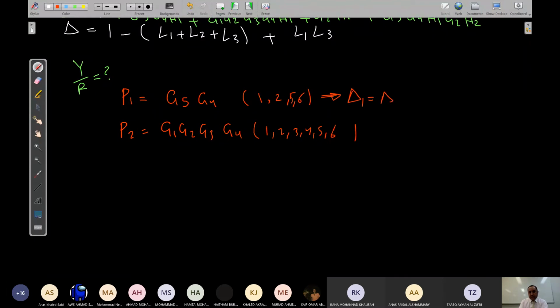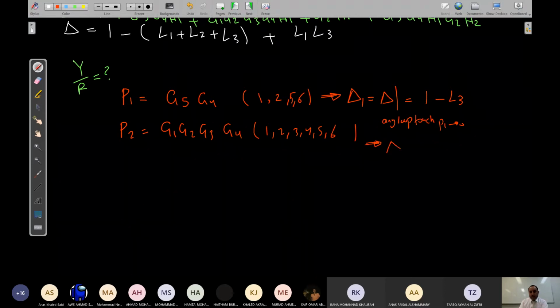If it was L3, this means that here I can write delta 1, which will equal to delta such that any loop touching P1 goes to 0. So simply, only L3 does not touch the path, correct? So this will equal 1 minus L3.